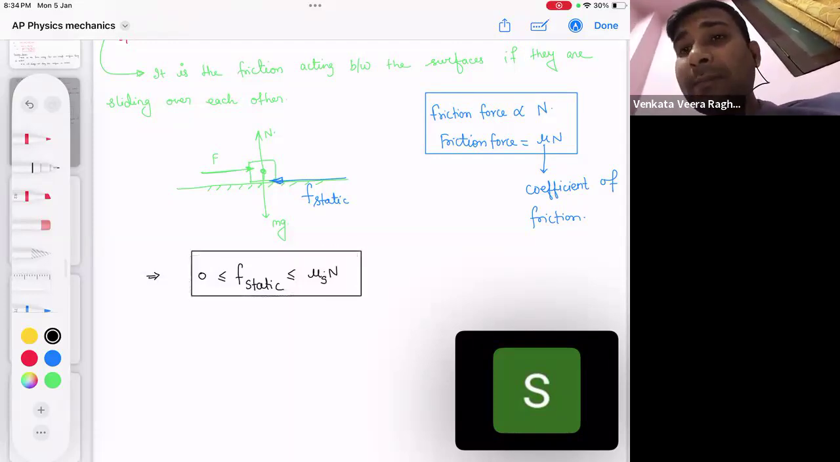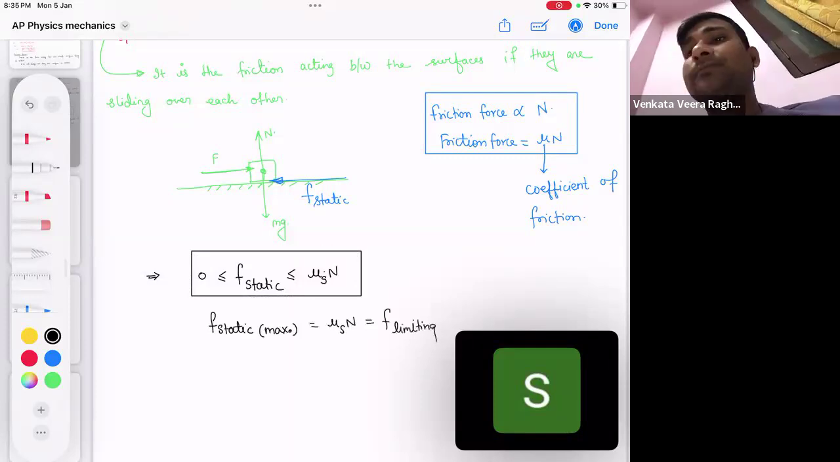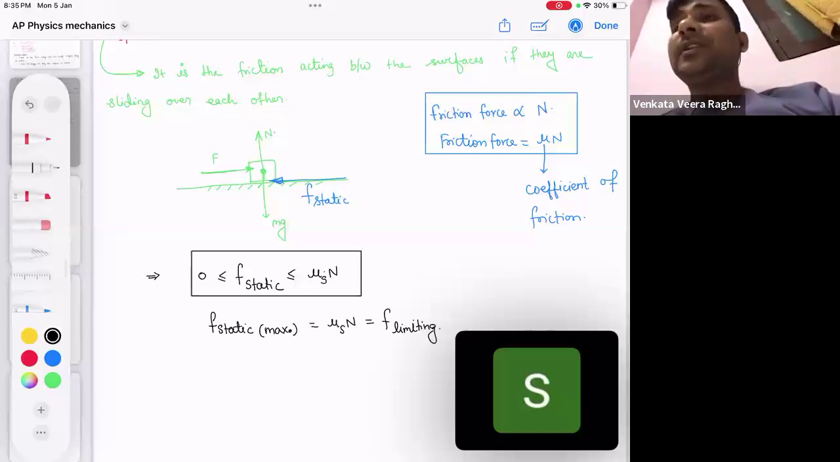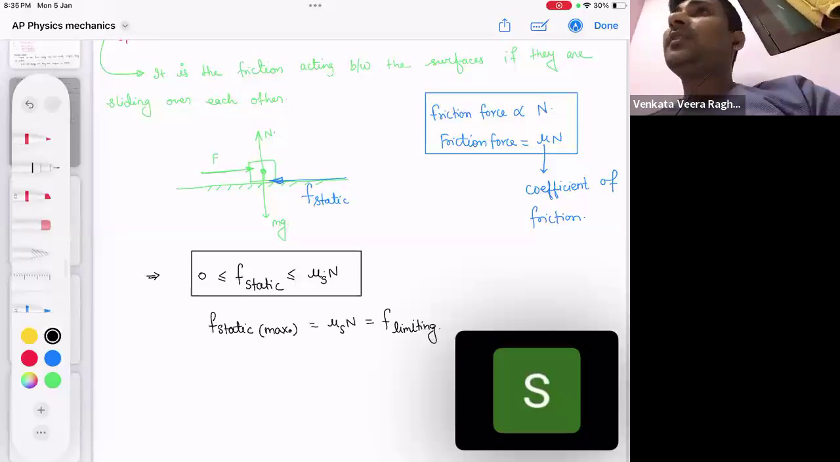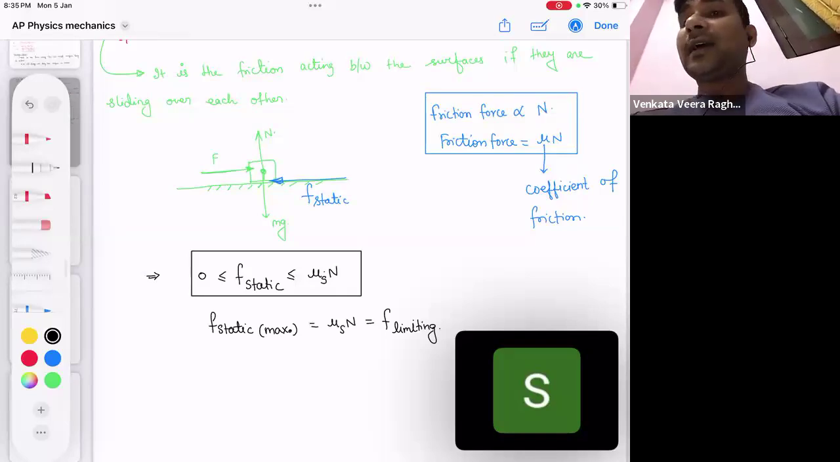So what is the maximum value of static friction? Can you tell me? That is mu s into normal, and that can also be called limiting friction. Maximum value of static friction is also called the limiting friction. Why limiting? Because it is the maximum limit of static friction. Static friction can adjust its value from 0 to mu s N, but not beyond that.